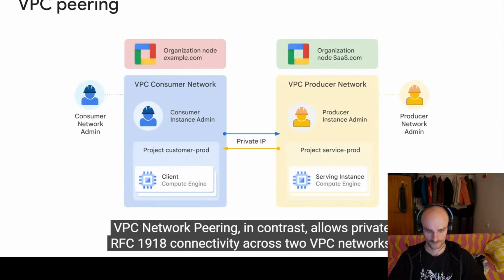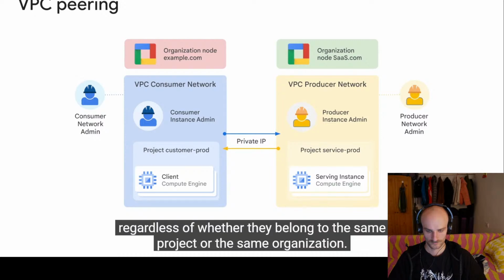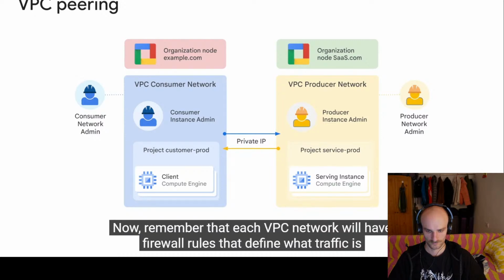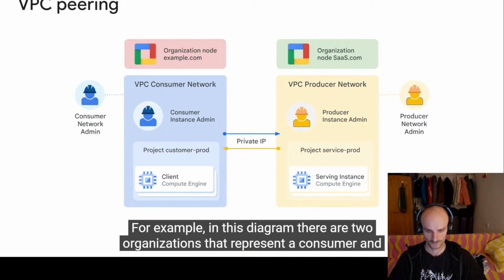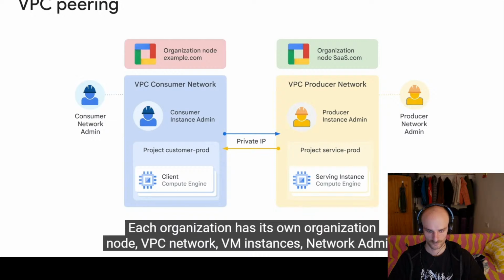VPC network peering, in contrast, allows private RFC 1918 connectivity across 2 VPC networks, regardless of whether they belong to the same project or the same organization. Now, remember that each VPC network will have firewall rules that define what traffic is allowed or denied between the networks. For example, in this diagram, there are 2 organizations that represent a consumer and a producer, respectively. Each organization has its own organization node, VPC network, virtual machine instances, network admin, and instance admin.